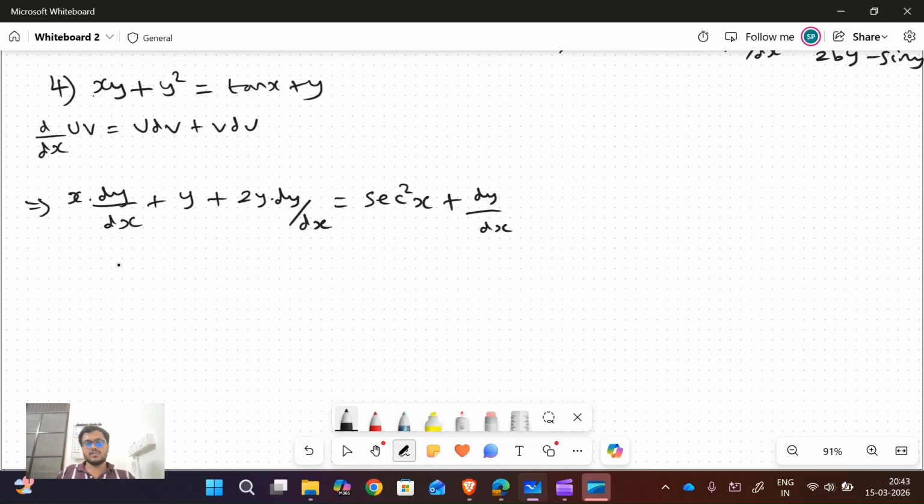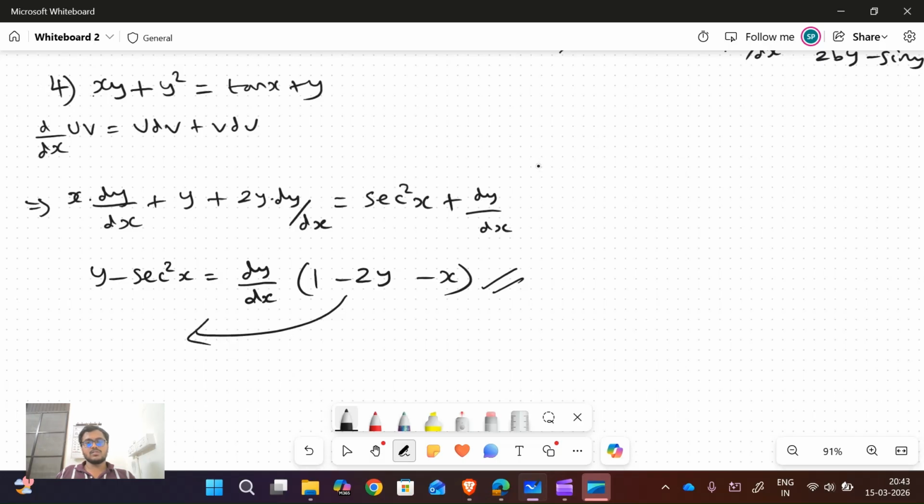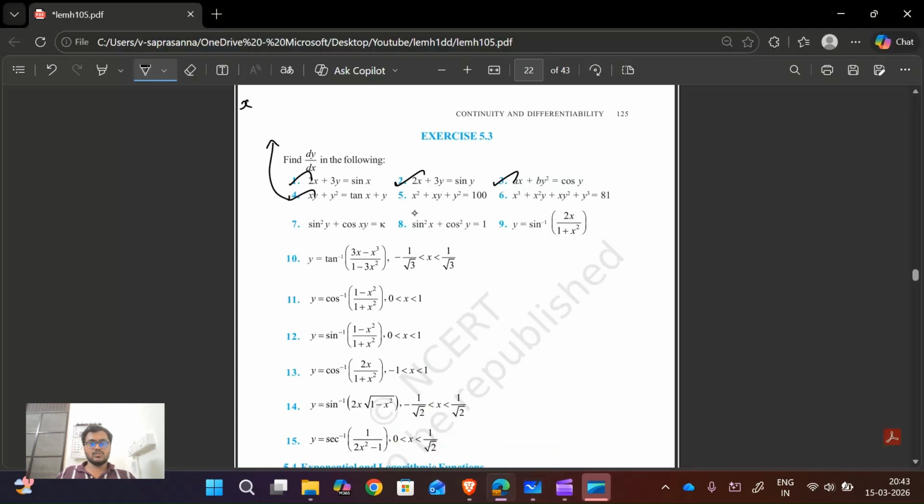Now solving is very easy. So you can keep all the dy by dx's here. So y minus secant square x is equal to dy by dx times, taking common, 1 from here, 2y from here, minus x. That's all. Just solve here, bring this here, that's all. Simple, right? So fourth also solved. Similarly, you can try fifth one, sixth one, seventh one, maybe eighth I'll put.